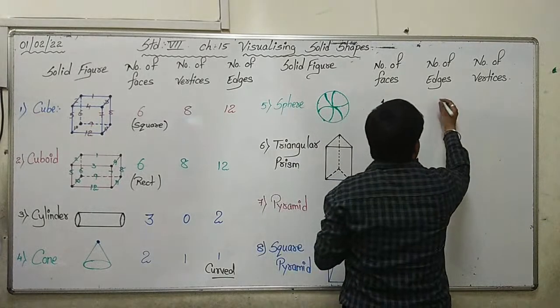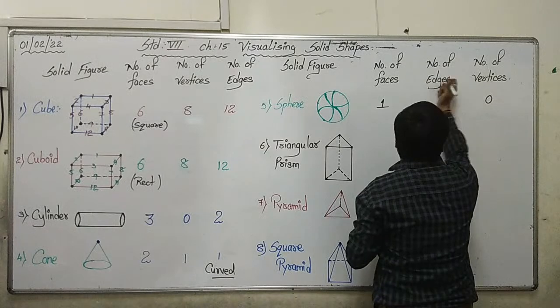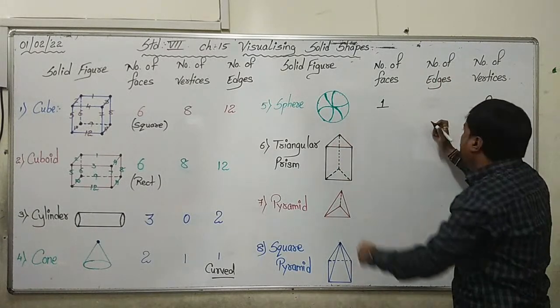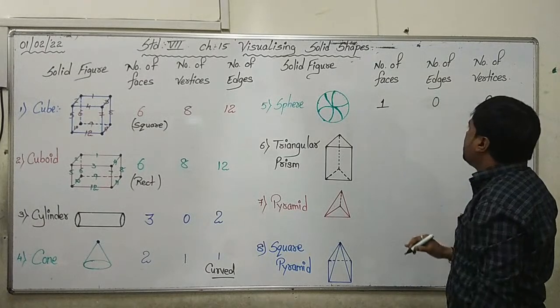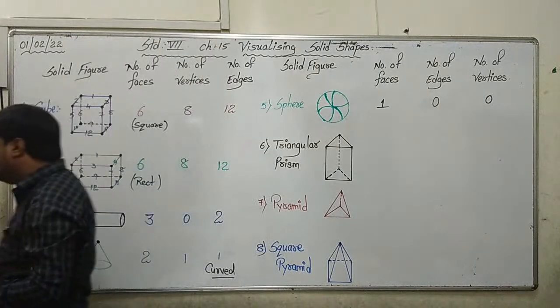Right, so it has zero vertices. Is there any edge? No. So there are zero edges. Are you getting my points here?